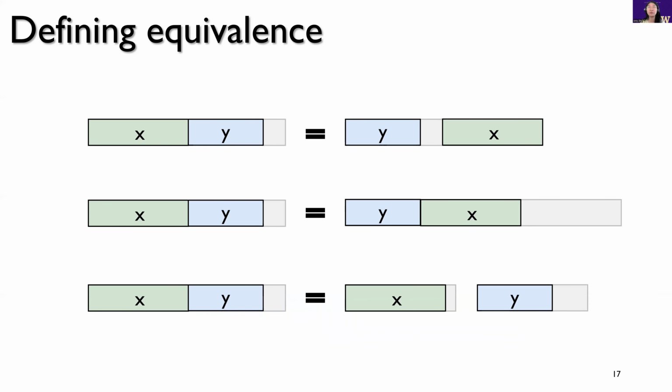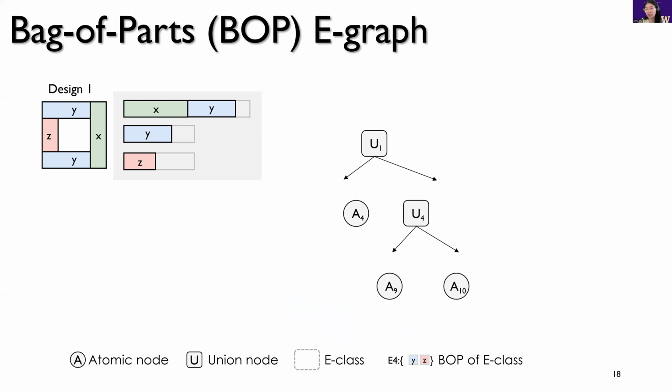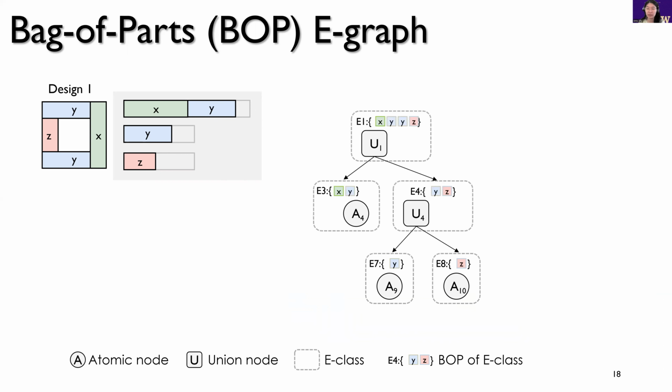Because we use the bag of parts as equivalence, we call our data structure the bag of parts, or BOP, E-graph. Let's walk through the process of generating an E-graph for an object. Consider this design and its fabrication plan. Each set of packed parts generates its own leaf node, called an atomic node. We then traverse the E-graph, generating union nodes, which represent a fabrication plan for all parts in the child plans. Now each unique bag of parts becomes its own E-class.